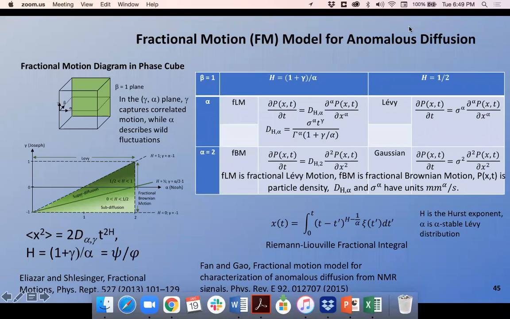So the point here is that the fractional motion model has a time dependence in the mean square displacement, and that time dependence involves this Hurst parameter and this gamma and the alpha. Well, I saw this and I figured, well, that's crazy. I can't handle two kinds of fractional derivatives. How can I handle two kinds of stochastic Brownian motion?